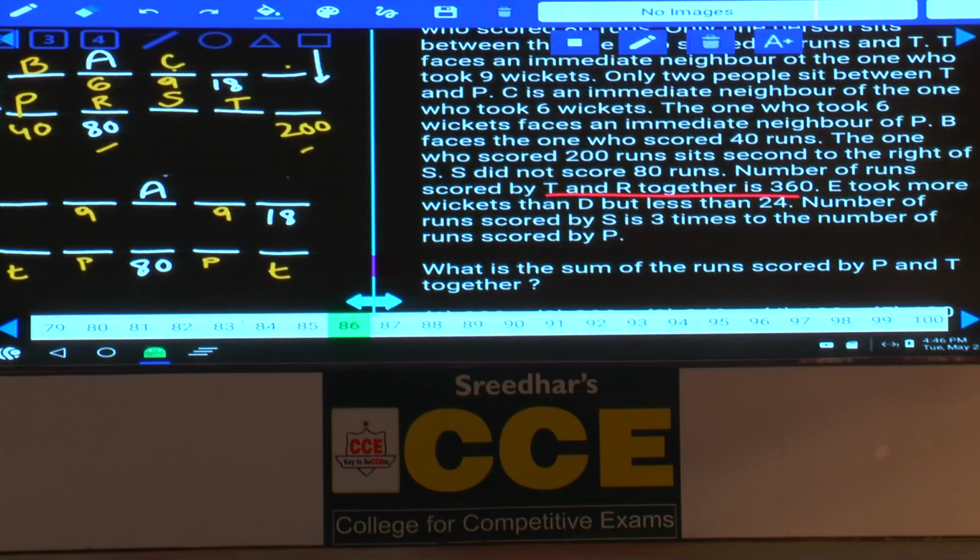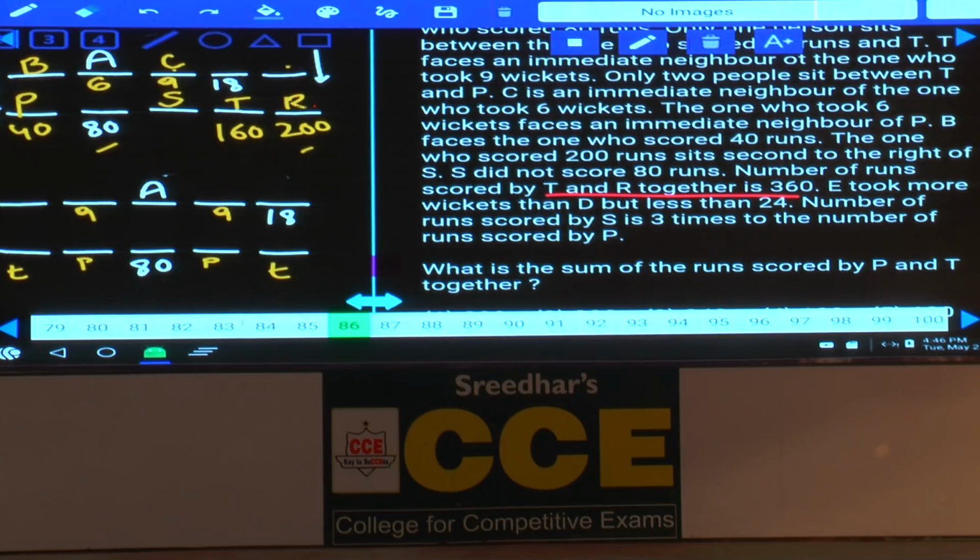T must be how much? 280. Can we have 280 here? No, because it must be lesser than 200. R cannot be here. As R cannot be here, tell me where should this R be? R must be here only. If R is here, T and R is how much? 360, and so T must be 160.